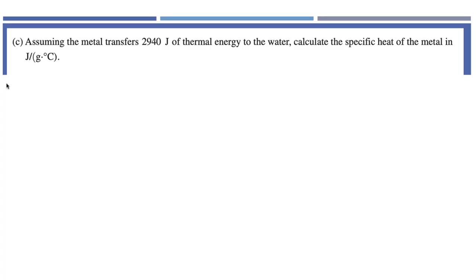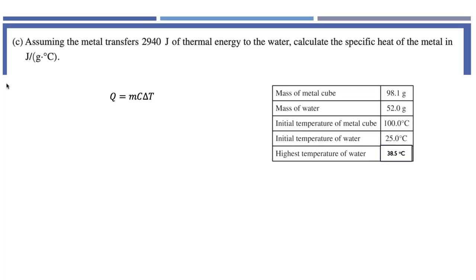Assuming the metal transfers 2,940 joules of thermal energy to the water, calculate the specific heat of the metal in joules per gram per degree Celsius. This is a calorimetry problem, Q equals mc delta T, and we are solving for C. If we go back and look at our data table, we know the mass of the metal cube, the mass of the water, the initial temperature of the metal cube and the initial temperature of the water, and we of course had measured the highest temperature of the water in our answer to part A.